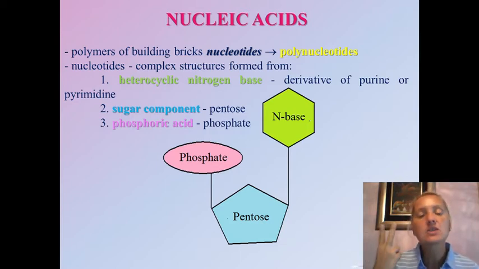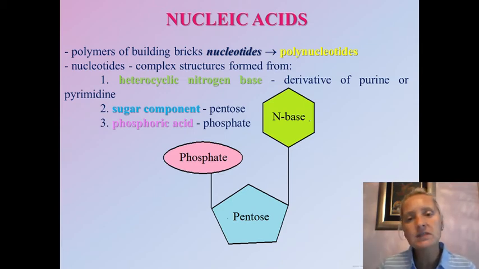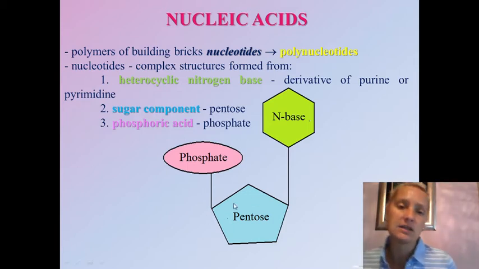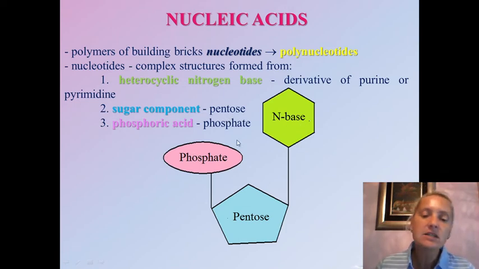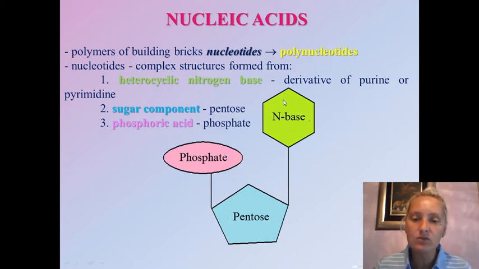Then it contains a sugar component, which is always a pentose and aldose, ribose or deoxyribose. And the third component of each nucleotide is phosphoric acid or a phosphate group attached, as you can see from the slide, to the sugar moiety of one nucleotide. So let's go through the structure of one nucleotide one by one. Let's start with nitrogen bases, then we will move to pentoses, and we will finish with the explanation of the bonding of the phosphate group to the sugar moiety.